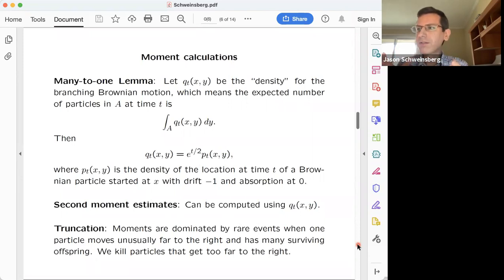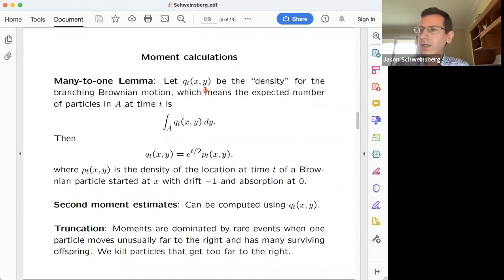So those are the main results. I now want to describe some of the tools that we need to put together to prove these results. One thing that we'll need to do is to calculate moments. And an important tool for calculating first moments is known as the many-to-one lemma.